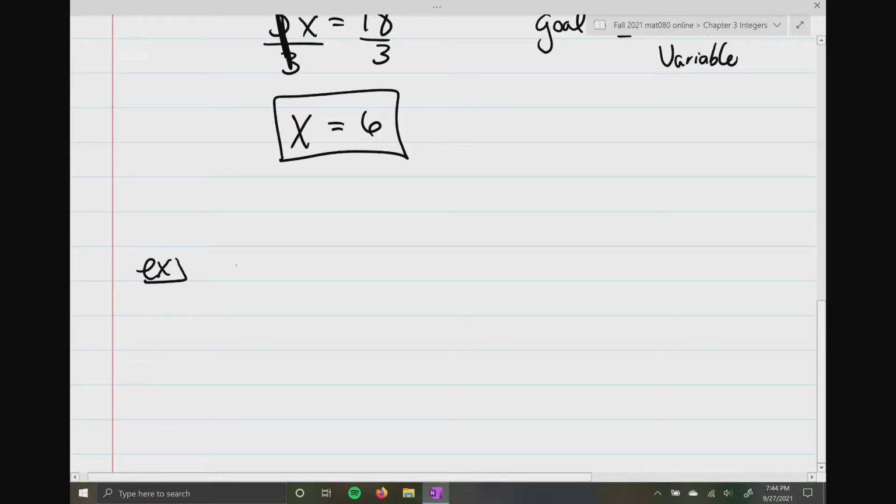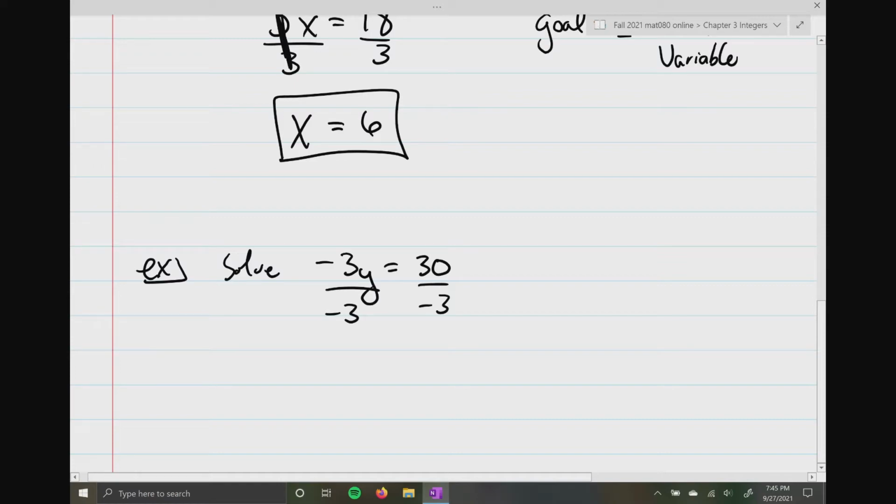So how about solve negative 3y equals positive 30. Well, once again, our goal is to isolate the variable. So I'm going to read the left-hand side. Negative 3 times y. So what I'll do is divide both sides of my equation by negative 3.